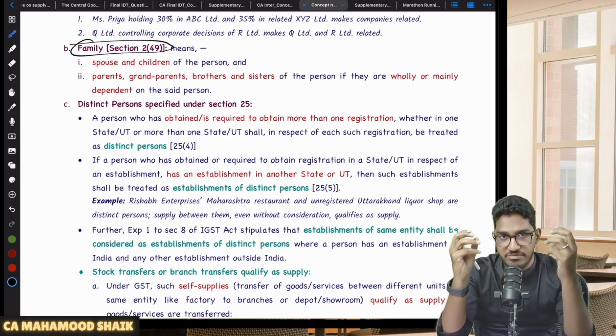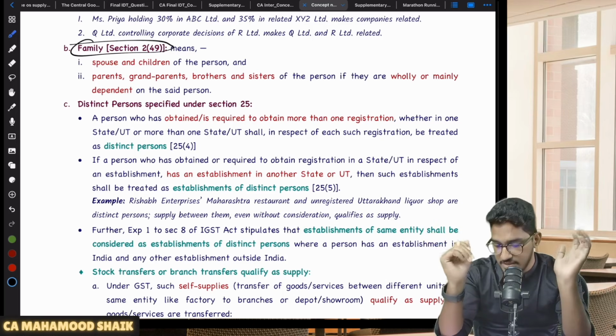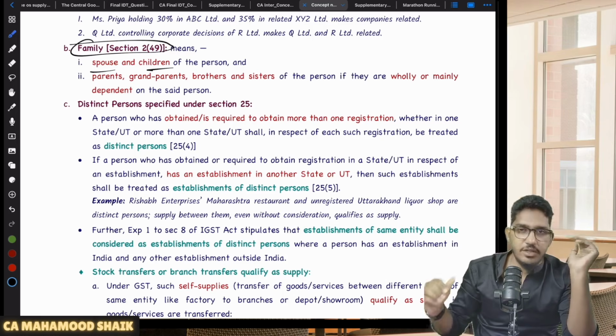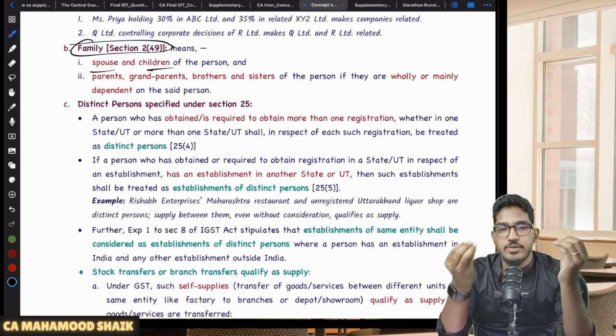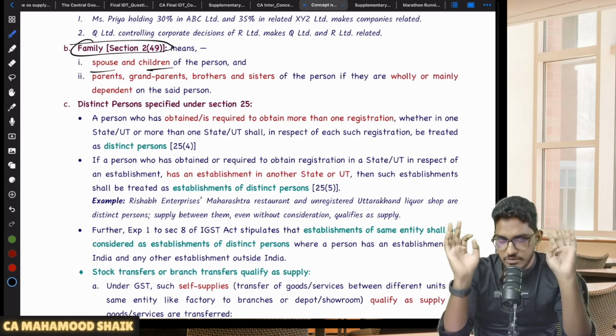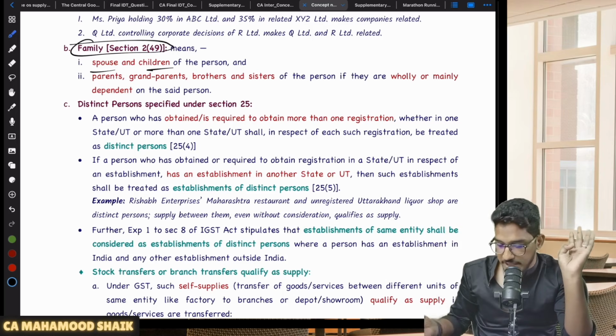They are identifying some family relationships. They only will be considered as related. Who are they? Spouse and children. My spouse, my children. They will always be deemed to be related, whether they are dependent on me or not dependent on me, it doesn't matter. Spouse and children of the person will always be considered as people of the same family.